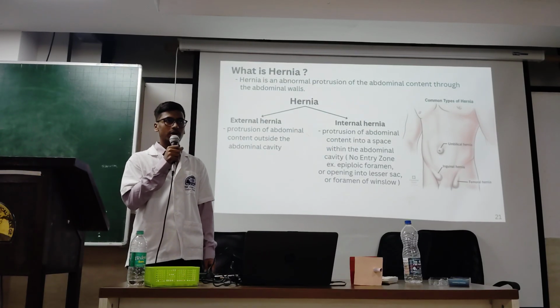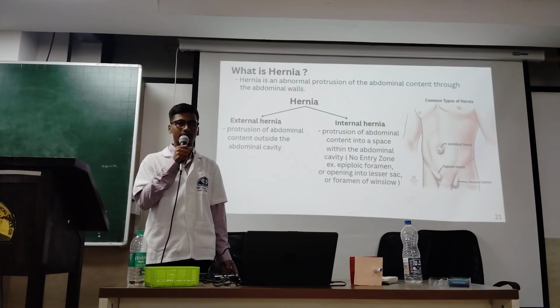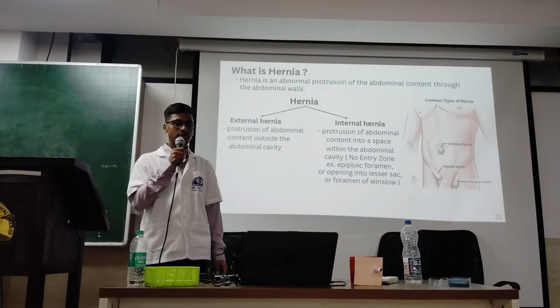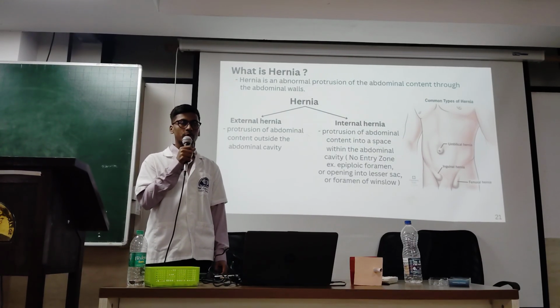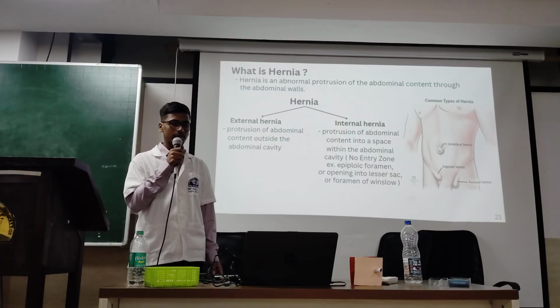There are some common types of hernias, like inguinal hernia, femoral hernia, and umbilical hernia, depending on where the herniation occurs. If herniation occurs in the inguinal region, it is called an inguinal hernia. Near the pubic tubercle, it is called a femoral hernia. Near the umbilicus, it is called an umbilical hernia.